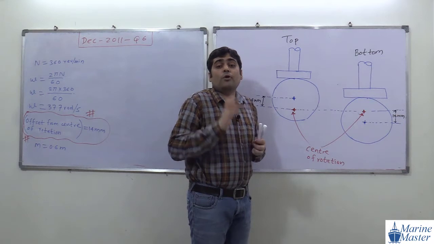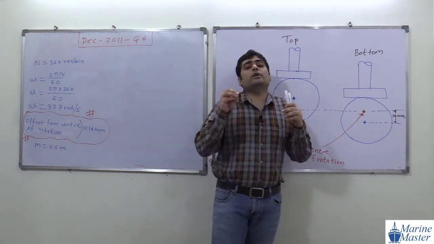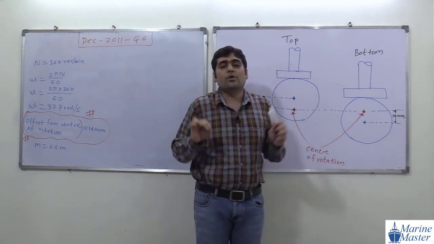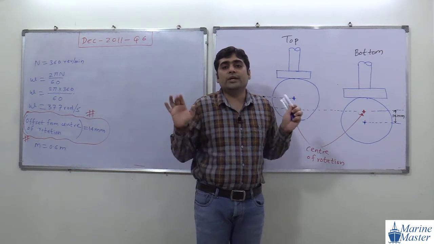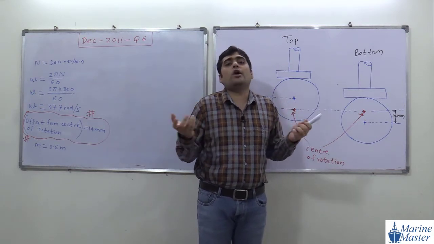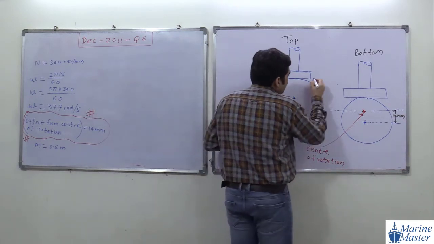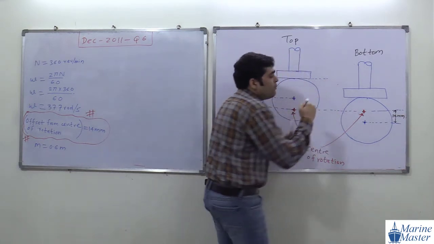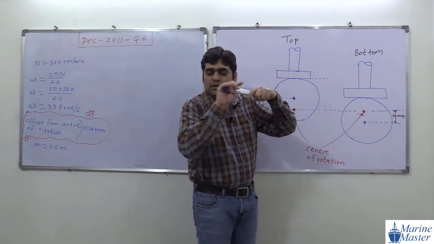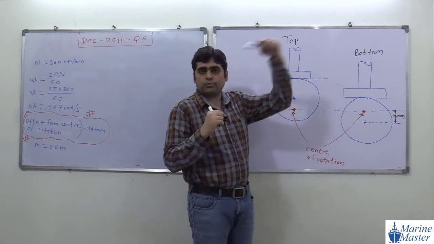Now the important point is, for solving this question, what do we need? We need the lift, travel or stroke. All these are the same thing. Lift means the total distance from the bottommost position to the topmost position, the distance from top to bottom.